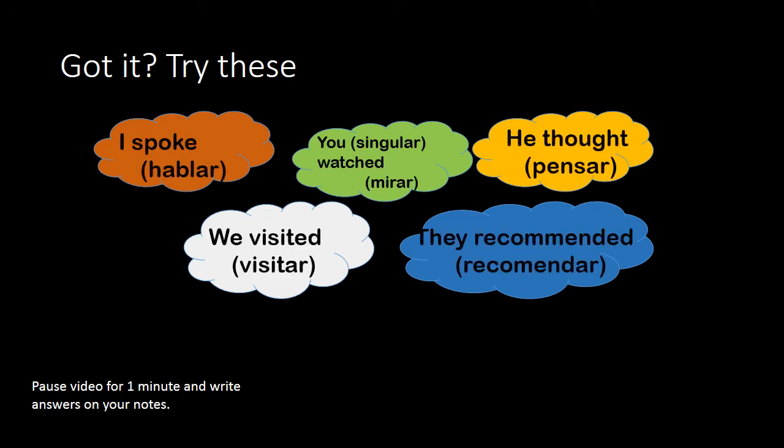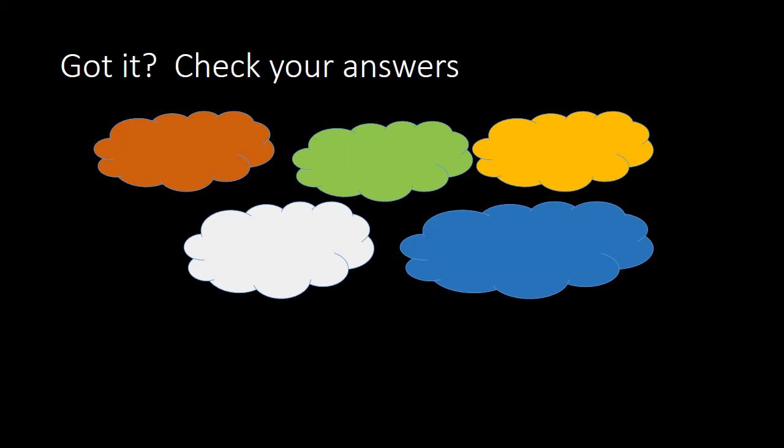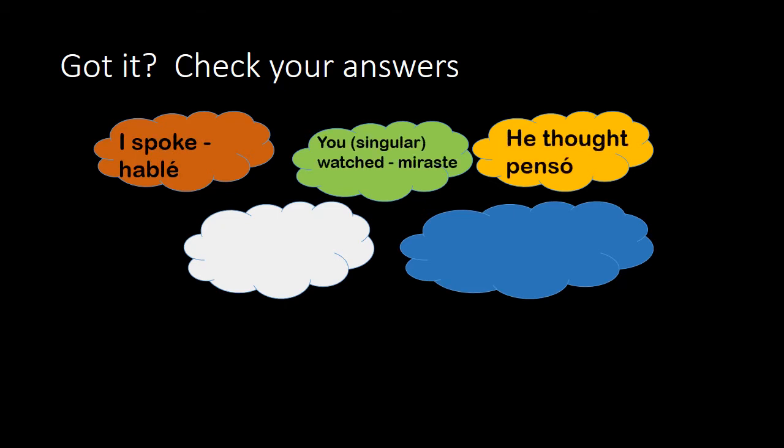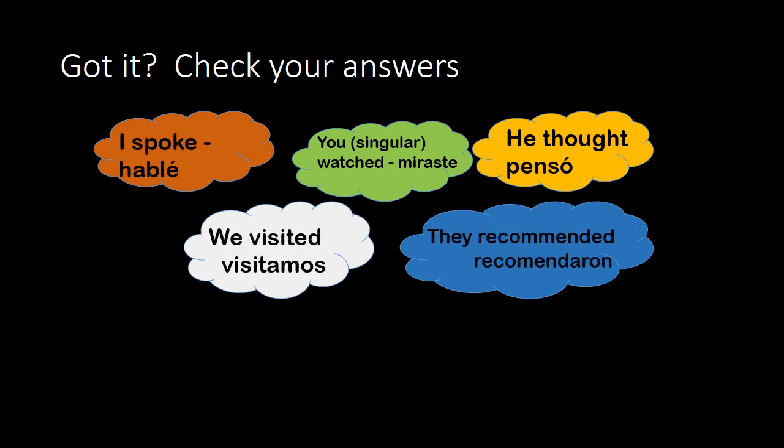Remember, you take the AR off and then you add the ending. I've given you all the infinitive verbs. Take a minute and do them. Okay, so I want you to check your answers. So I spoke is hablé. You, singular form, watched, miraste. He thought, pensó. We visited, visitamos. And they recommended, recomendaron.